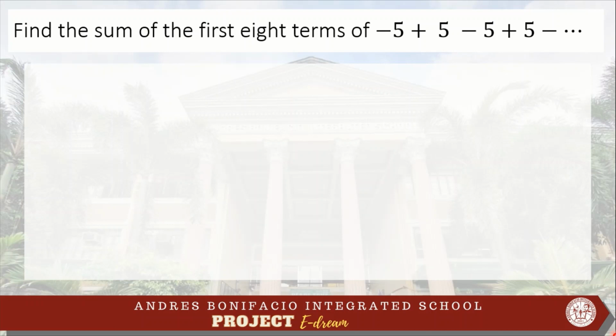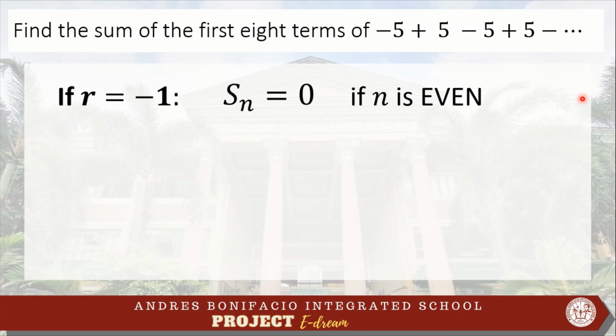Find the sum of the first 8 terms of negative 5 plus 5 minus 5 plus 5 minus 5 and so on. Our common ratio is obtained by dividing the second term by the first term. So we have 5 divided by negative 5 is equal to negative 1. And if r is equal to negative 1, we use this concept: if n is even, the sum of the n terms is actually 0. In this problem, our n is 8. Since 8 is an even number, the sum of the first 8 terms, or S sub 8, is equal to 0.